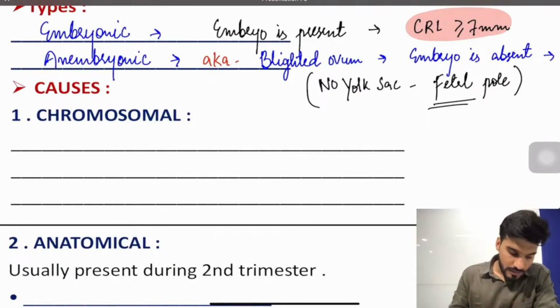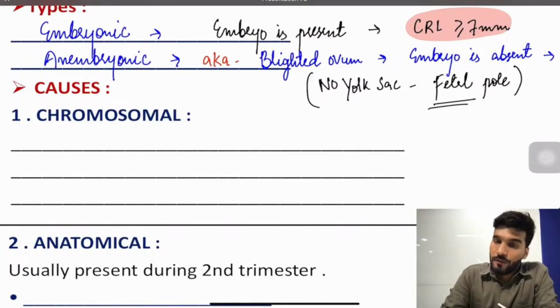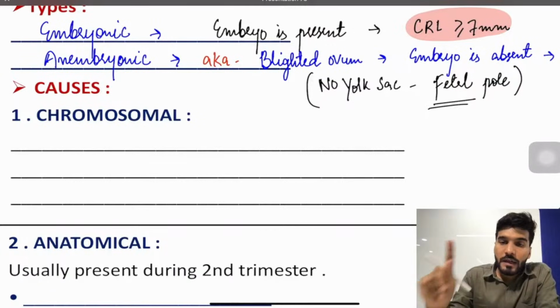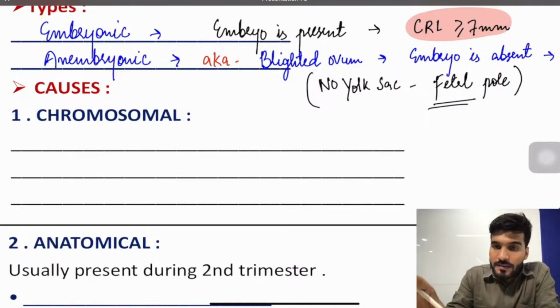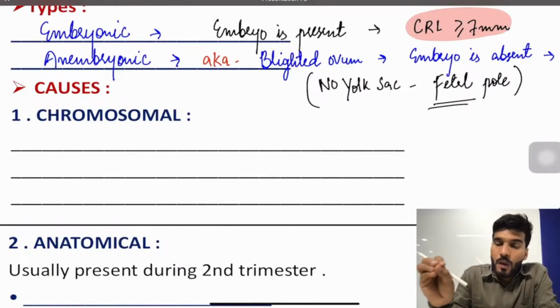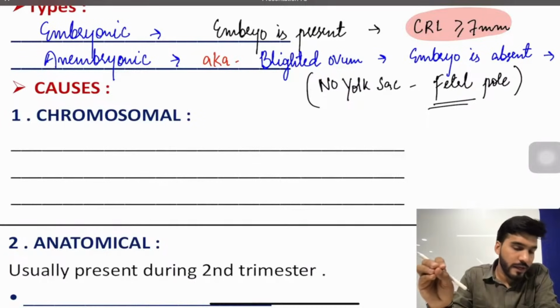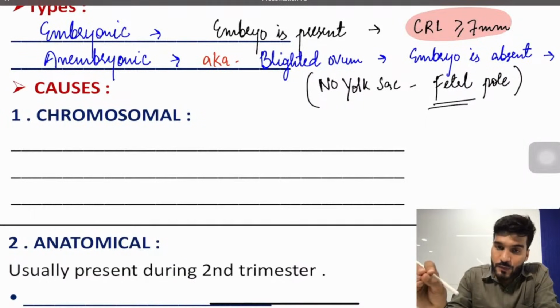Okay, so let's first discuss the chromosomal causes of abortion. I'll repeat again: abortion is loss of pregnancy less than 20 weeks, or the weight of the fetus is less than 500 grams. Number one thing.